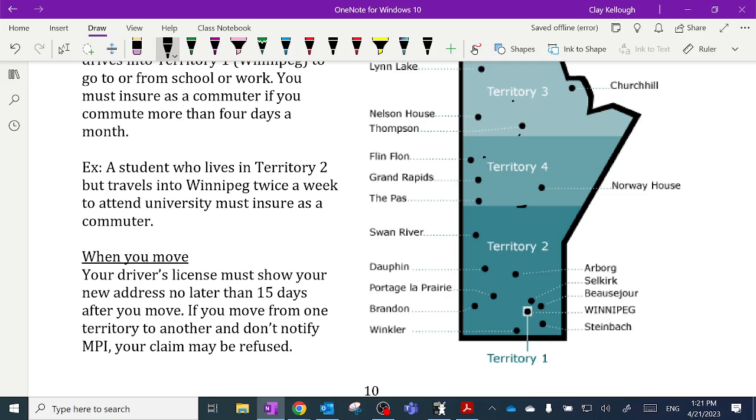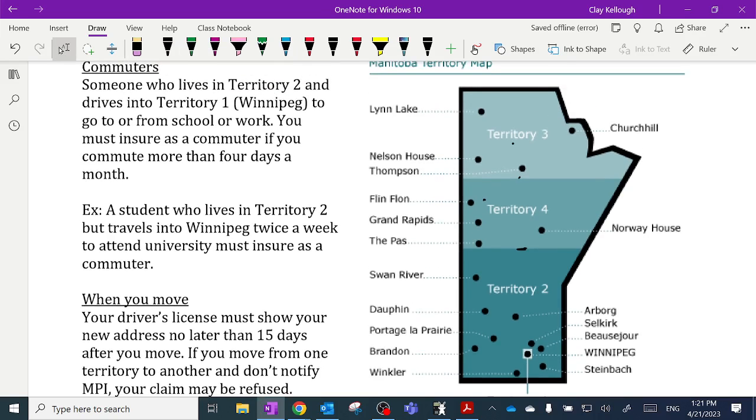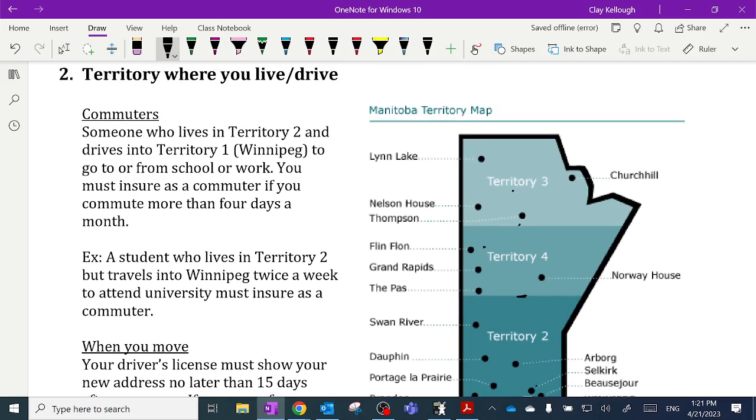So there we go. Now, what about if you say, for example, you lived in Selkirk here, but you drive into the city every day for work? Well, then you fall into the category we call commuters. Someone who lives in Territory 2 but drives into Territory 1 to go to work or school every day has to register as a commuter when they register for their insurance, for their Autopac. And no, you cannot lie about it. It's like, yeah, I live in Selkirk and I never drive to the city. No, you can't do that. You risk not having your claim paid because you lied about your insurance. We'll talk more about that in a bit.